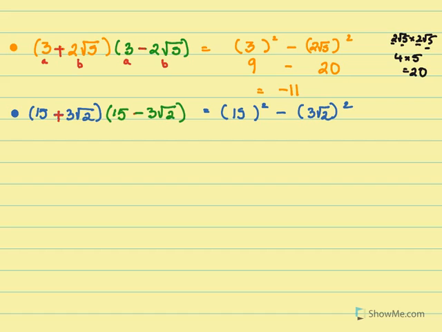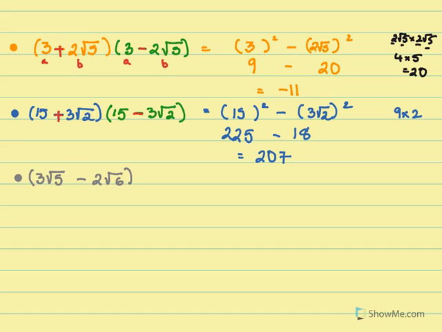See here, this was a plus b. My conjugate or rationalizing factor will be a minus b. And 15 into 15 is 225. 3 root 2 into 3 root 2: now I'll do it mentally. 3 into 3 will be 9, and root 2 into root 2 will be 2, so this will be 18. So in this case, the answer will be 207.